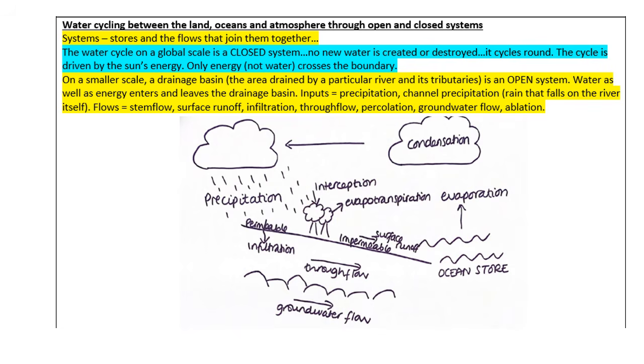On a smaller scale, one drainage basin, so the area around one river, is an open system. Water enters and water leaves. So the inputs are the precipitation, channel precipitation. The flows are stem flow, surface runoff, infiltration, through flow, percolation, groundwater flow, ablation. And the outputs are as the water flows into the sea and evaporation.